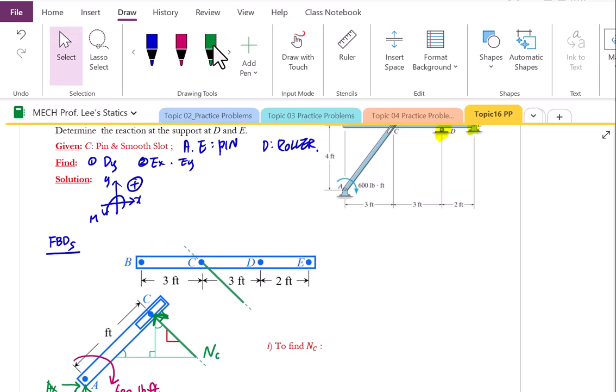Since N of C is inclined with an angle, we have to provide angle or dimension information to identify the slope information. Looking at the given information, we don't have any angle information. Instead, we do have dimensions information. Our strategy to resolve N of C into X and Y components is to use proportion information. Horizontal is 3 and vertical 4, therefore hypotenuse must be 5. But the challenging part is A of C is not straightforward.